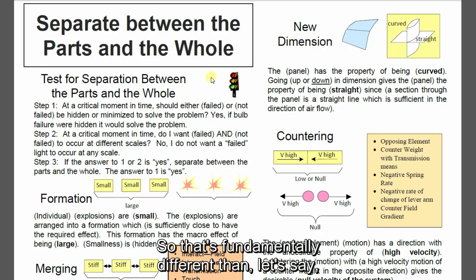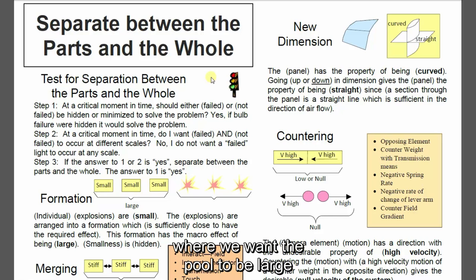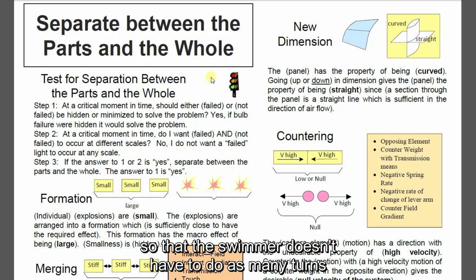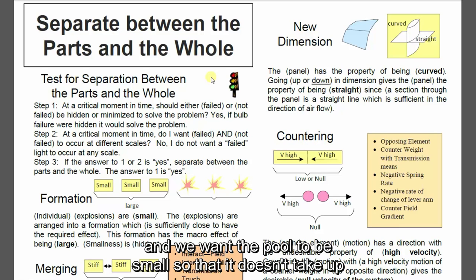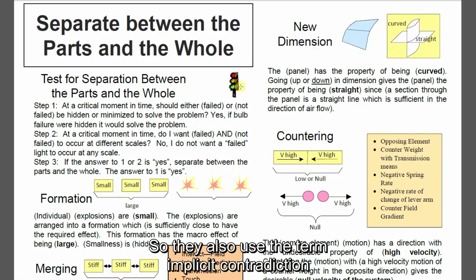So that's fundamentally different than, say, the lap pool situation from the previous segment, where we want the pool to be large so that the swimmer doesn't have to do as many turns, and we want the pool to be small so that it doesn't take up as much space. Those are both things we want. But here, we don't want it to fail. We just accept that it will, and then we make that part of the contradiction. So they also use the term implicit contradiction for that.